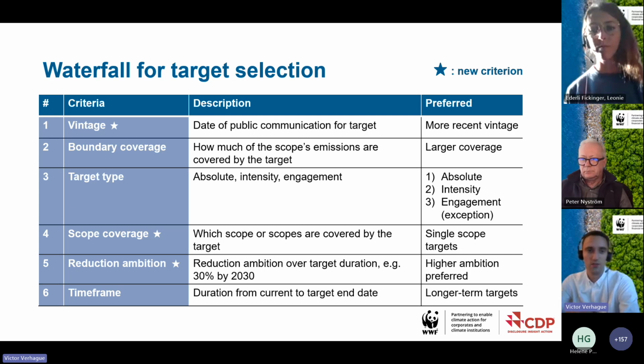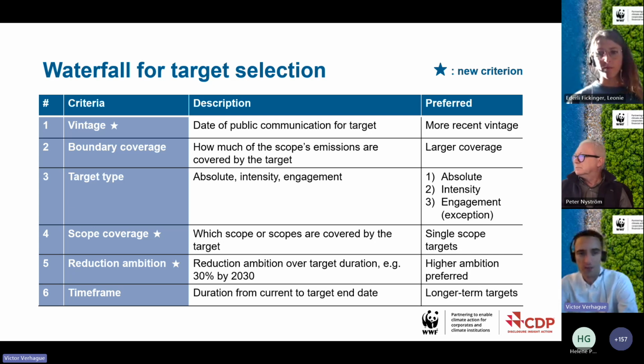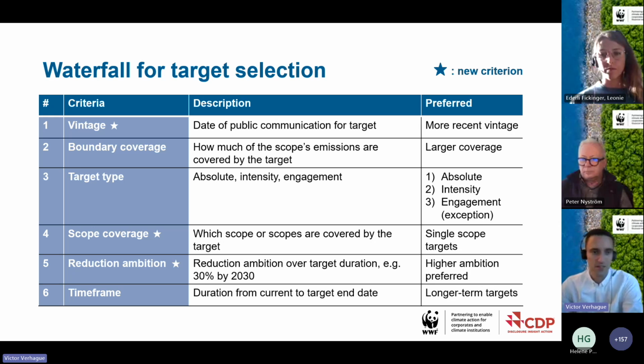The second level is boundary coverage. With that filter, we want to make sure that we are scoring the targets that are the most representative of the company's activities. And so the higher emissions perimeter should be preferred here. Then we look at target types. Absolute benchmarks and targets are considered of higher quality under this methodology, so they override intensity targets.